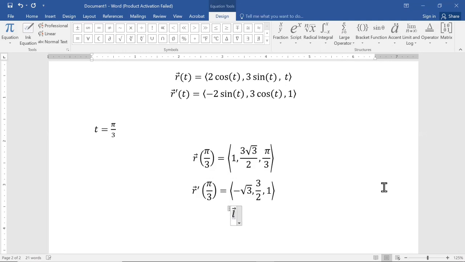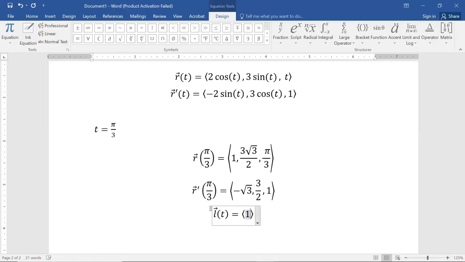If I want to find the line that is tangent to my graph when t is pi over 3, I'm going to take this as my fixed point, 1, 3 root 3 over 2, comma, pi over 3, and this as my tangent vector, negative root 3, 3/2, 1. So it's a little bit messy, but it's not crazy.